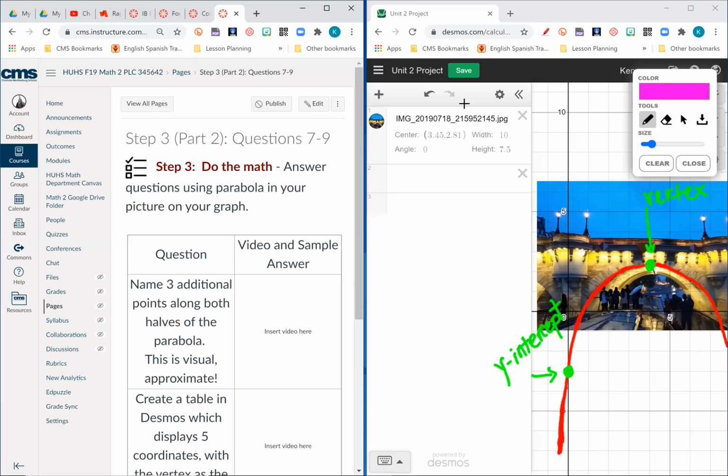Hi, everybody. So we're on step 3, part 2. We're going to answer questions 7 through 9. Before we get started, let's go ahead and review the questions so you know what our end goal is.